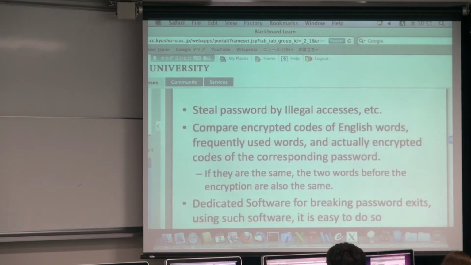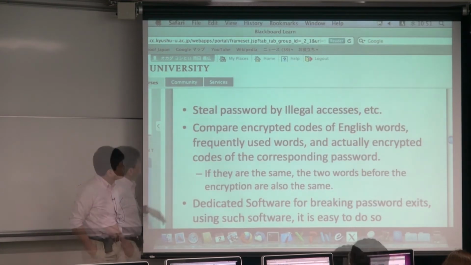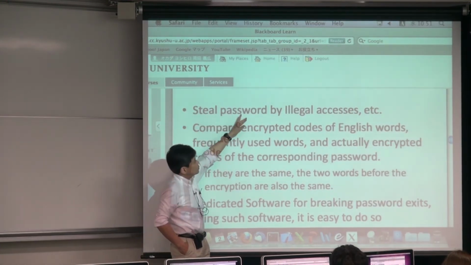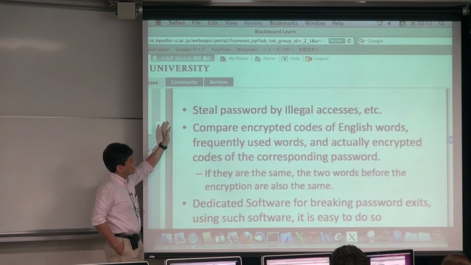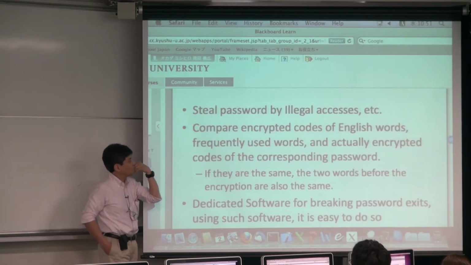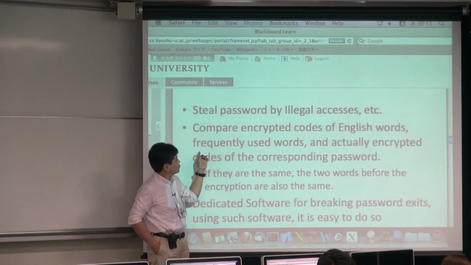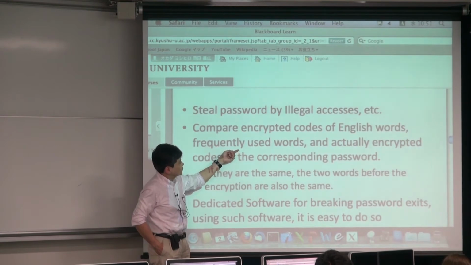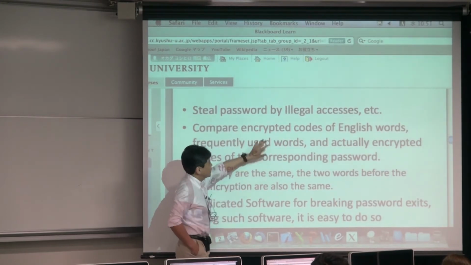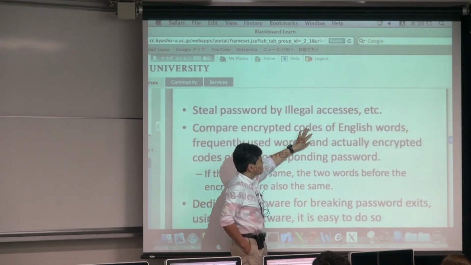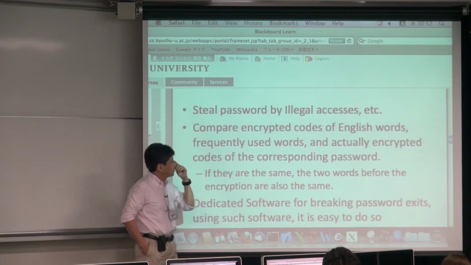Okay. So this sheet shows almost the same as I already explained. So the bad person wants to steal the password by illegal access, and after that, maybe manually, such a person can compare the encrypted code of an English word and the actually encrypted code of the corresponding password. So, okay.